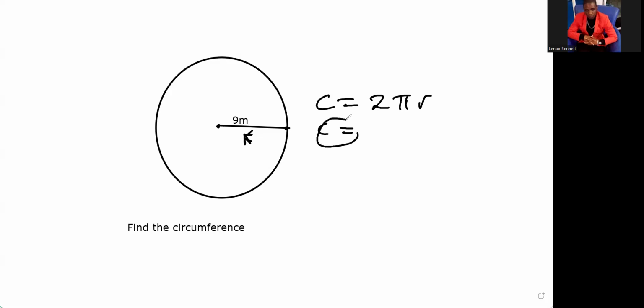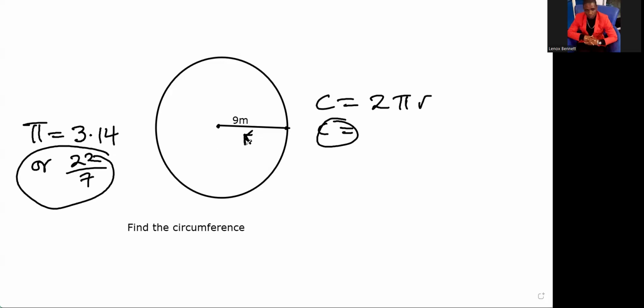Now, before you can do it, because you were not here, you need to know this. Pi, not 2t, but pi, is equal to 3.14 or 22/7. Whenever the radius is not a multiple of 7, we normally use 3.14. It tends to be easier. If the radius is a multiple of 7, like 7, 14, 21, 28, 35, 42, 49, 56, etc., we use 22/7.